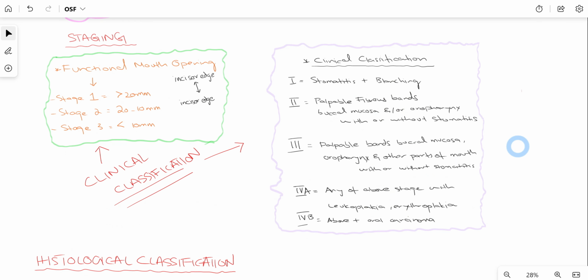The severity of OSF can be either staged or graded. Now, staging is mainly on the basis of clinical features of the patient. However, grading is mainly on the histological features. So first we'll talk about staging. Now, there are two types of classification that we can use. There is functional mouth opening classification and there is clinical classification. Firstly, we'll talk about functional mouth opening classification.